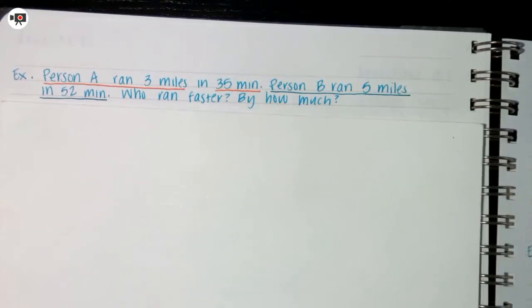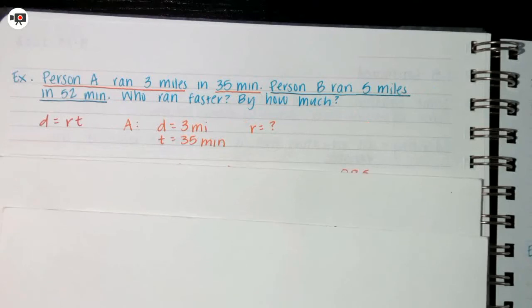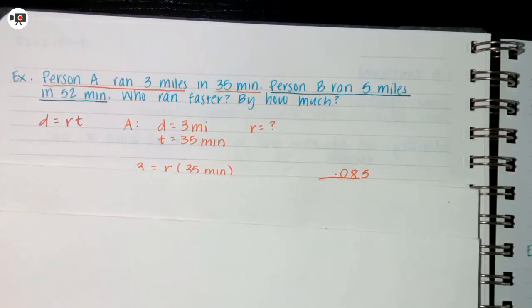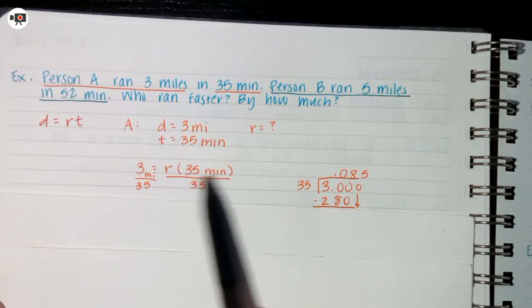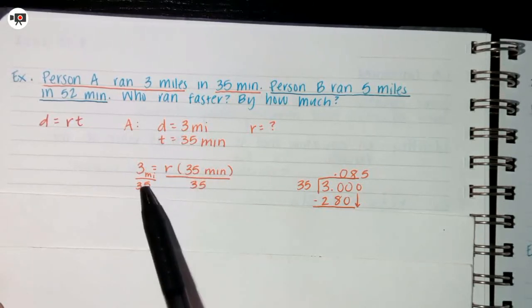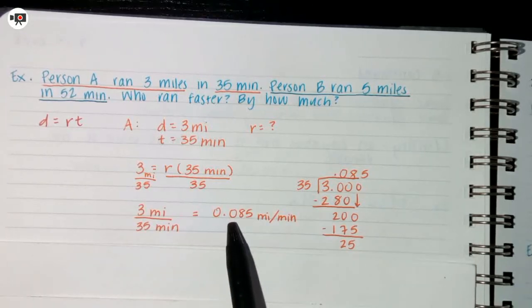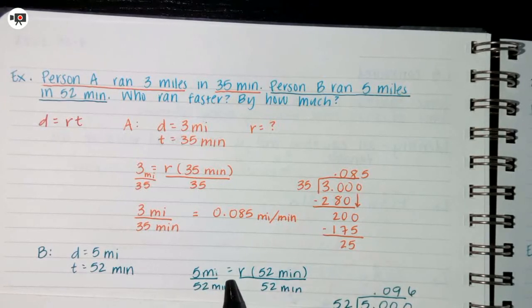If we do this one, person A ran 3 miles in 35 minutes. Person B ran 5 miles in 52 minutes. Who ran faster and by how much? So I'm going to use the distance formula, and I'm going to need to solve for R at some point. For person A, I know their distance and time, so that is 3 miles, and their time was 35 minutes. To get R by itself, divide each side by 35, and I get they went 0.085 miles per minute.